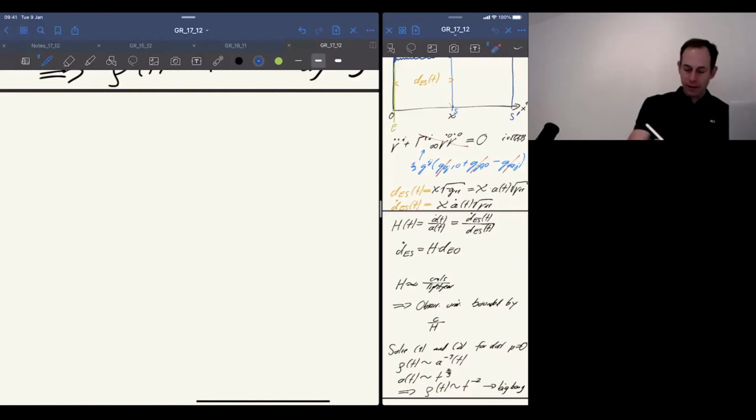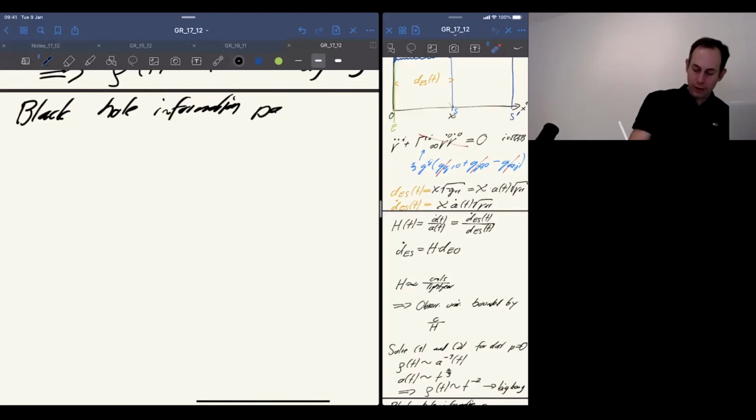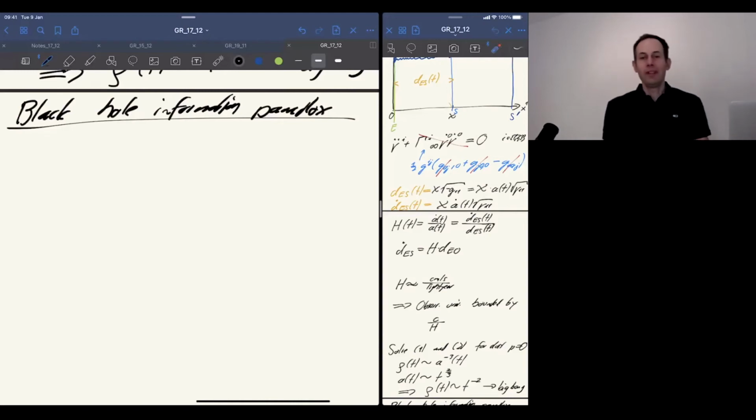Okay. I will in the meantime already write the title of this maybe last, more informal part: the black hole information paradox. And if there are no questions, I'll just start with that. So what's this paradox about?